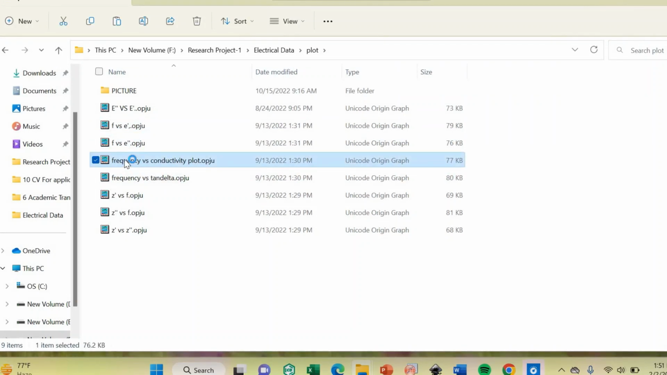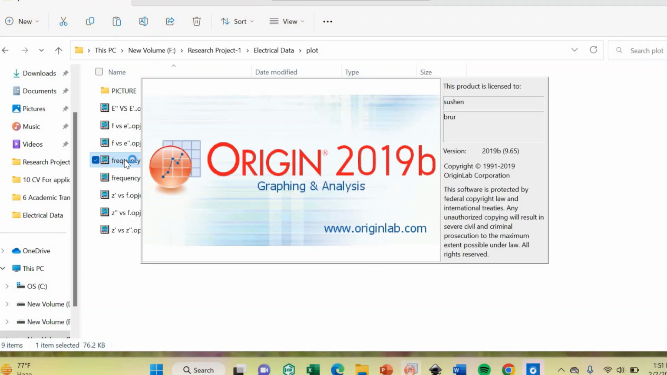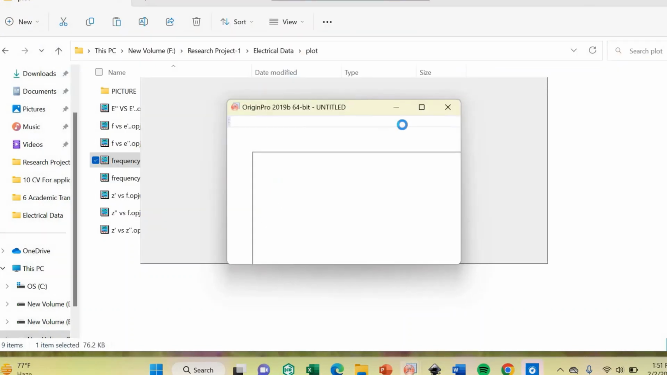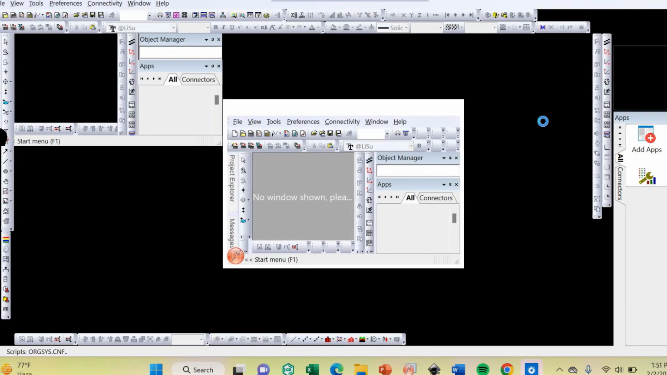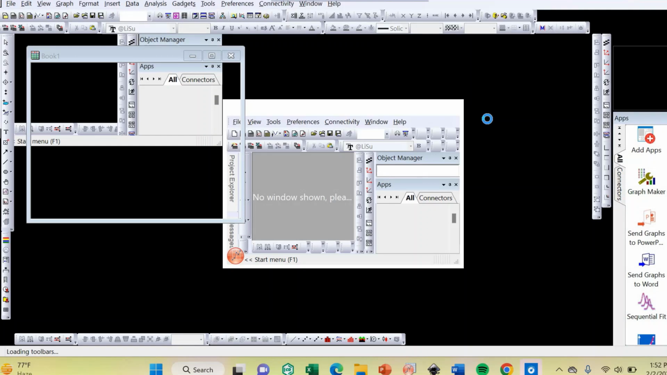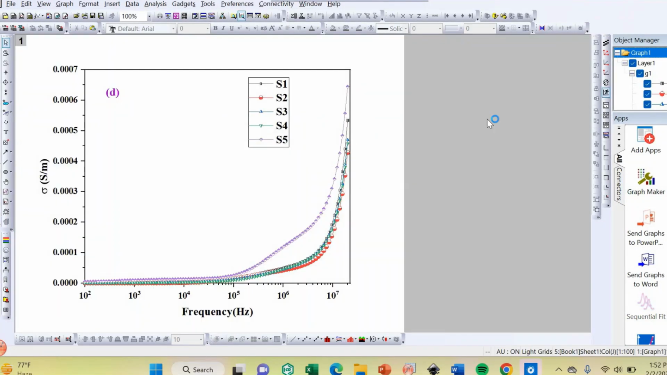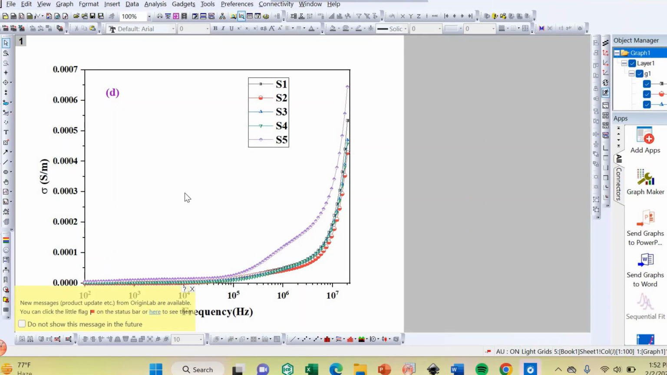Frequency versus conductivity, frequency versus tan delta. In your Origin software, you have to wait for the next video.